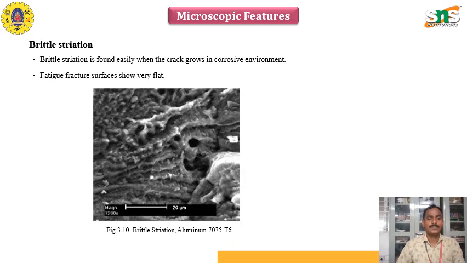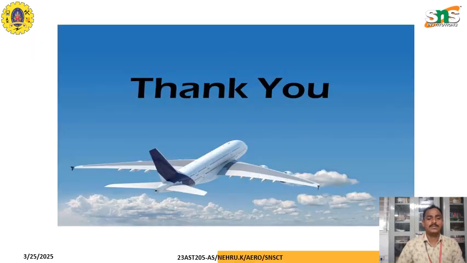Brittle striation. Brittle striation is found easily when the crack growth is in a corrosive environment. The fatigue fracture surface looks very flat in this region. Brittle striation, aluminum 7075-T6.